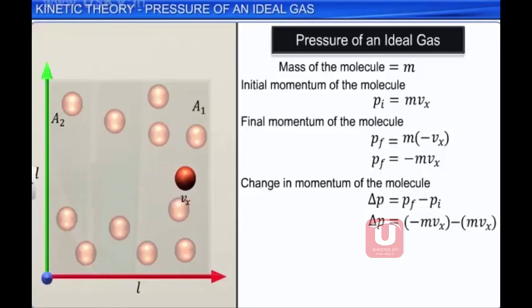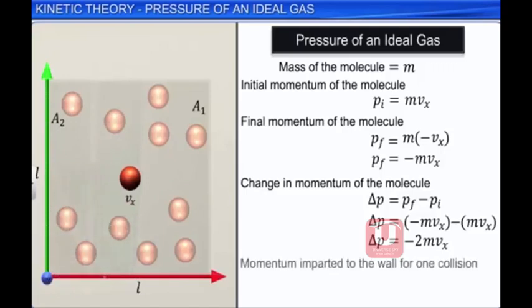Thus, delta p is equal to minus 2mvx. As the collision is elastic and momentum remains conserved, the momentum imparted to the wall of the cube for one collision, delta p dash, is equal to 2mvx. Let this be equation 1.